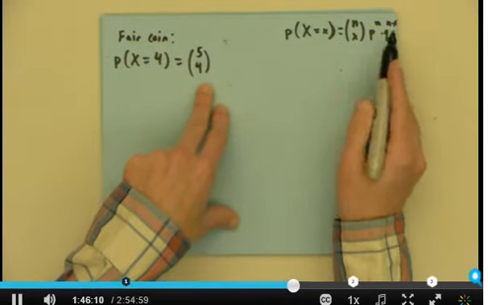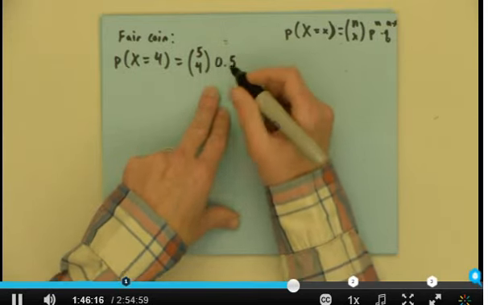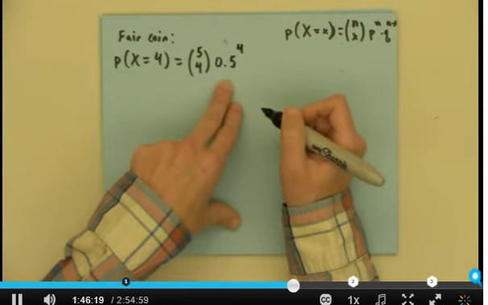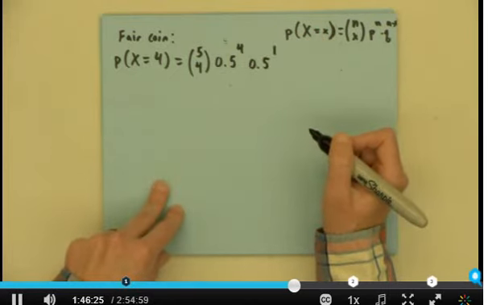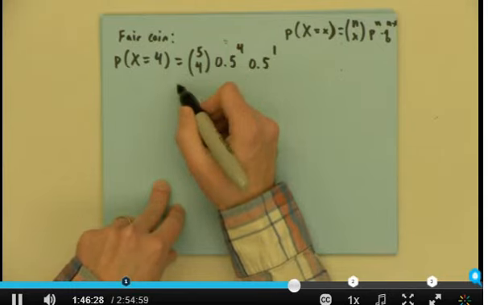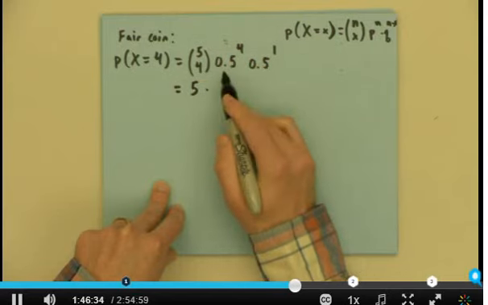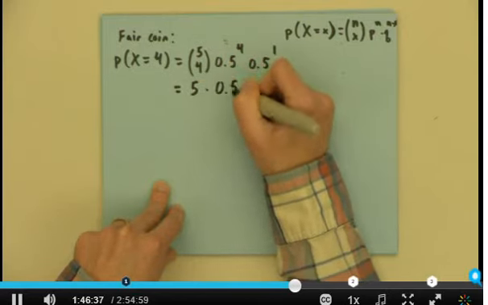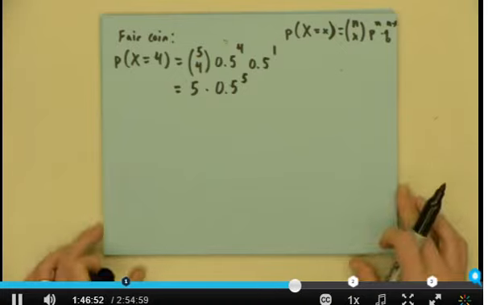And I want p to the x, q to the n minus x. So p is 1/2 for a fair coin, and I want 4 heads. Q, the probability of tails, is also 0.5, and I want 1 of those. So let's see. That's 5 times 0.5 to the 5th. I'm going to calculate that on a calculator because I've already made a mistake today. 0.15625.